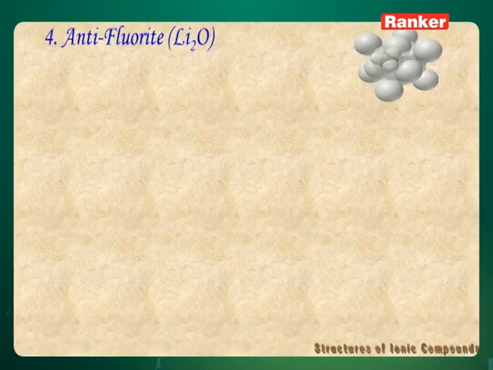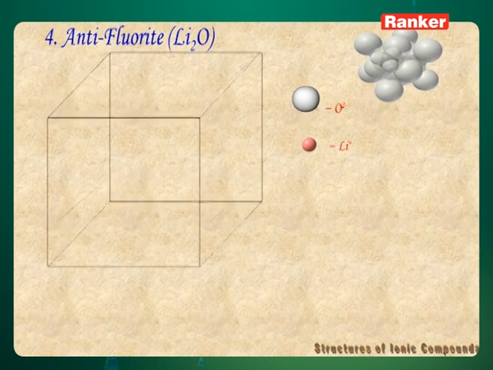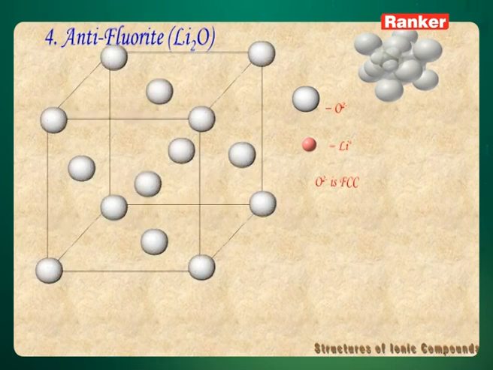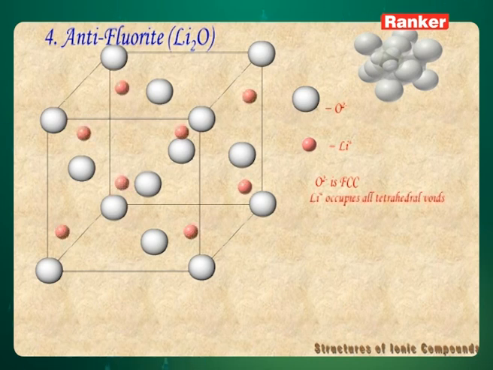In this antifluoride Li2O, white balls are oxide ions, red balls are lithium ions. The lattice is formed by oxide ions at the corners and face centers. Lithium ions occupy all the tetrahedral voids, exactly the same way, only the name is changed, but the positions, colors and everything are the same as the previous case. Number of oxide ions per unit cell, if you count it out, the effective number you will get is 4.